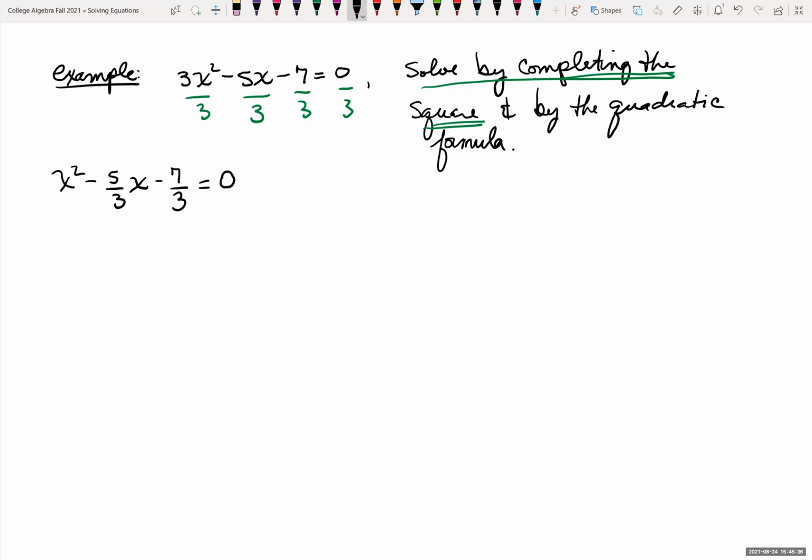Get the constant to the other side. So x squared minus 5/3 x. I'm going to leave a spot so we can figure out what we're adding to both sides. Equals adding 7/3 to both sides, so 7/3 plus whatever we add to the other side to make that a perfect square.